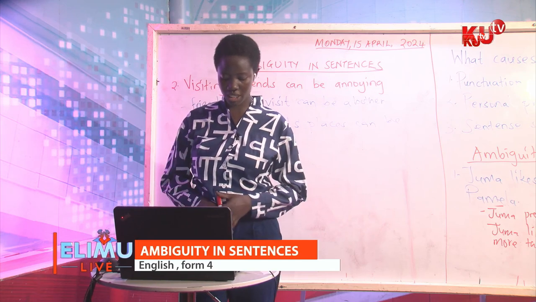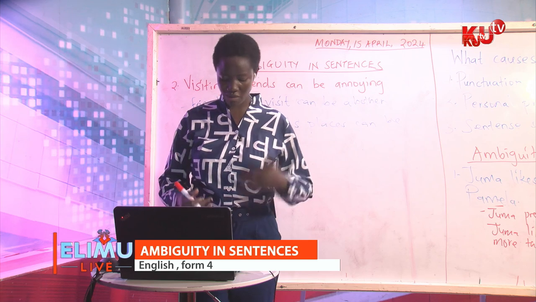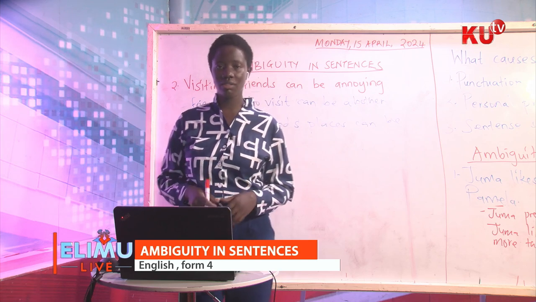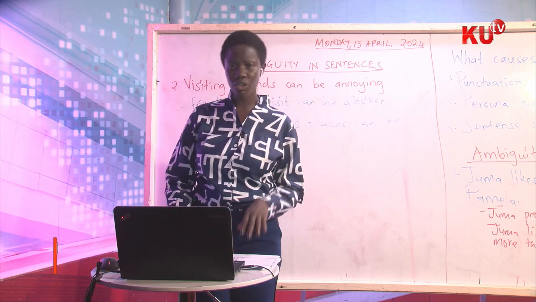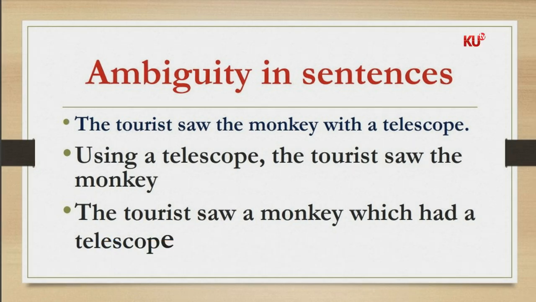So here we have the tourist, the monkey, and then the telescope. The first meaning of this statement is that using a telescope, a tourist saw the monkey. Now there's a gadget known as a telescope. So the tourist was using the telescope, and in that act, the tourist saw the monkey.